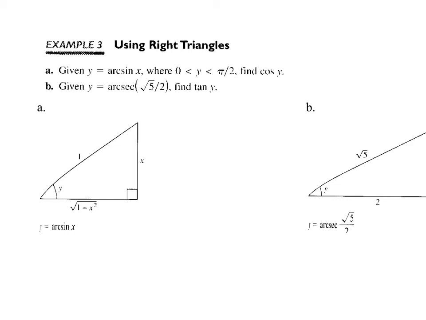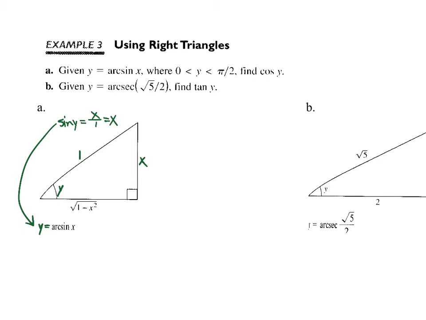Okay? Here we have some others. Y is the arc sine of x. Here's y. Okay? Here's x. The hypotenuse is 1. So yes, sine of y equals x over 1, or just x. So that's how we get y is the arc sine of x. Okay?